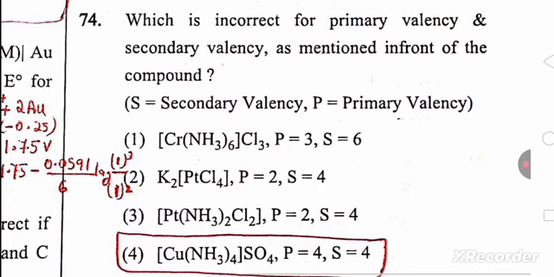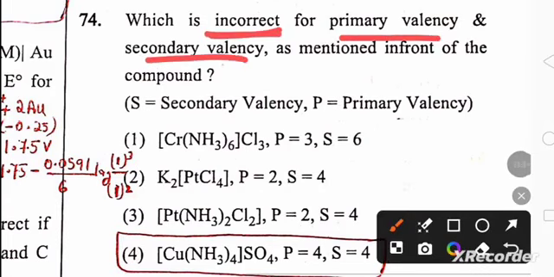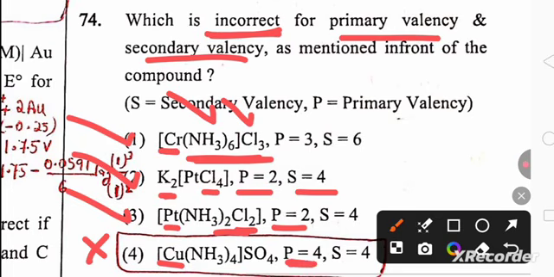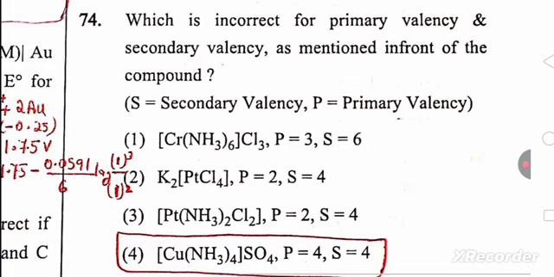Which of the following is incorrect for primary and secondary valency? You can see in chromium, for this coordination compound, primary valency is 3 and secondary valency is 6. This is the correct statement. For the second option, potassium, primary valency is 2 and secondary valency is 4. That is also right. Third one, platinum, primary valency is 2 and secondary valency is 4. That is also right. Whereas in the fourth option, copper, primary valency 4 is wrong. Secondary valency is 4 but primary valency is wrong. So option 4 is the incorrect one among the following.